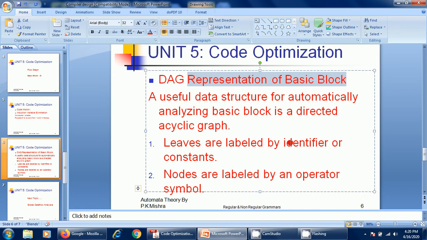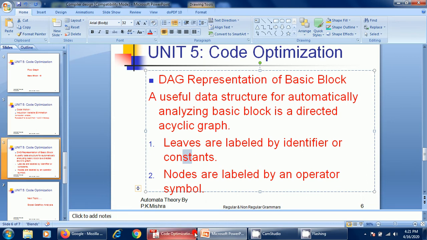A DAG is a directed graph with no cycle, which gives a picture of how a value computed by each statement in a basic block is used in a statement in the block, which we have seen in the previous video. Now leaves are labeled by identifier or constant, and nodes are labeled by operator symbols also. Nodes are also a computed value.